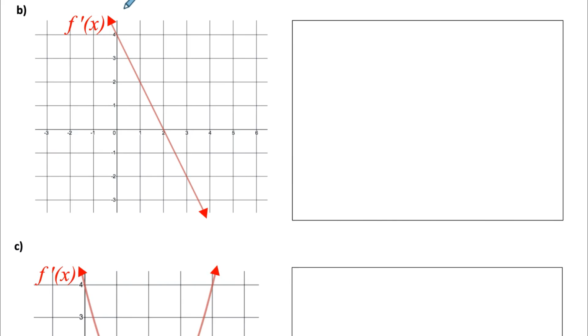In part B, I can tell the derivative is degree 1. It's a linear function. Therefore, the original function must have been degree 2. It must have been 1 degree higher. So our original function is a quadratic function. It's going to be a parabola shape.